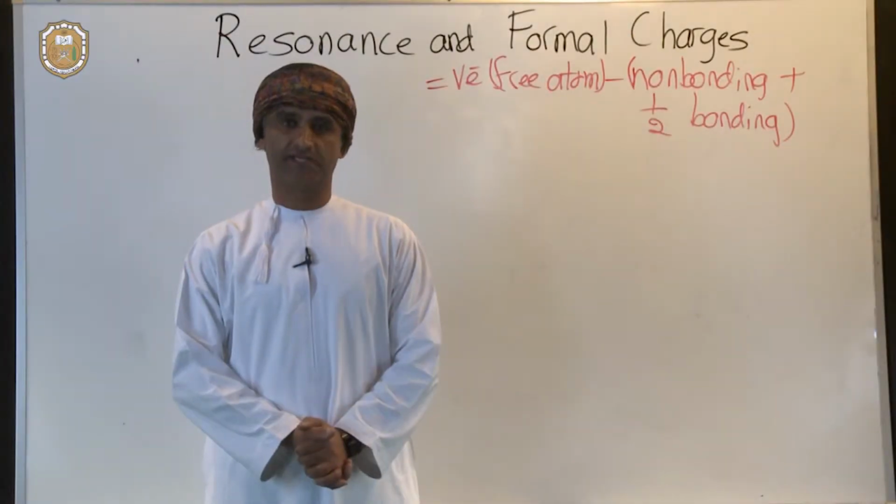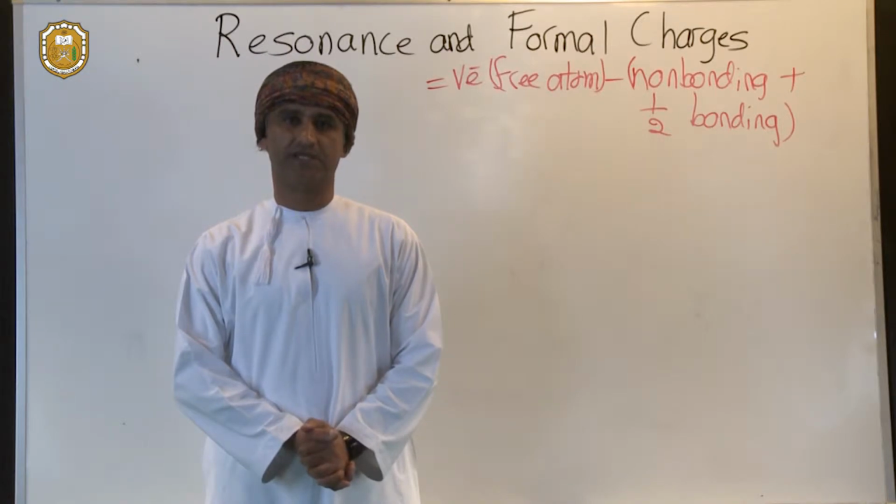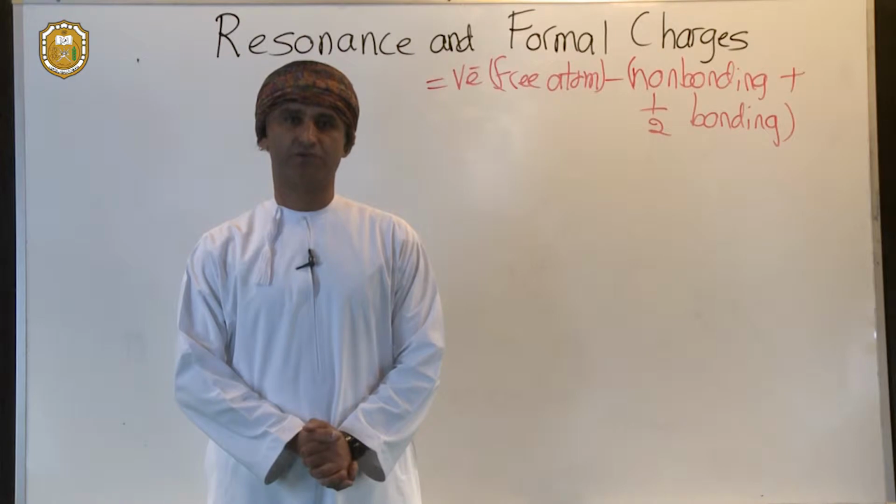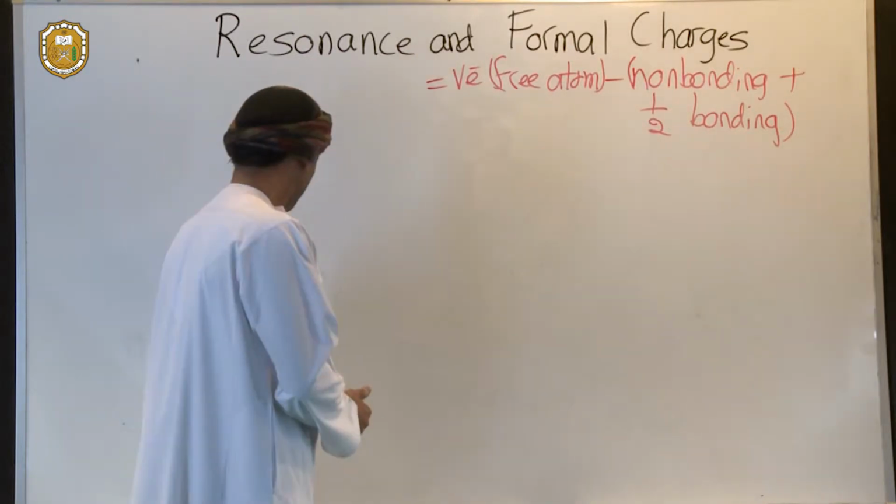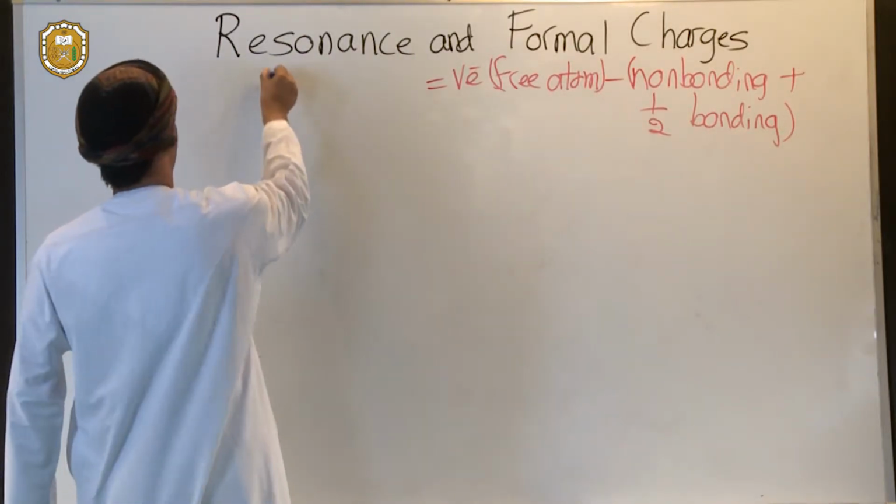Let's now take another example of an ion that exhibits resonance. This time we take the nitrite ion, NO2 minus. So this is NO2 minus.